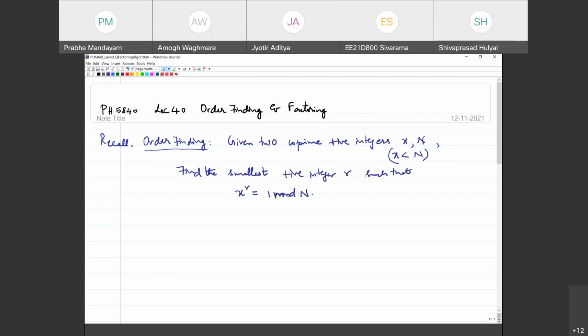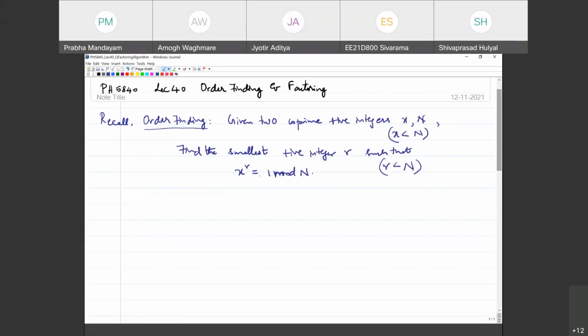yesterday, and we saw how we can argue that this r is something that lies between, it's something that's strictly less than n actually. This is something that can be shown. First of all, we can show that there exists such an order and that it is less than n.